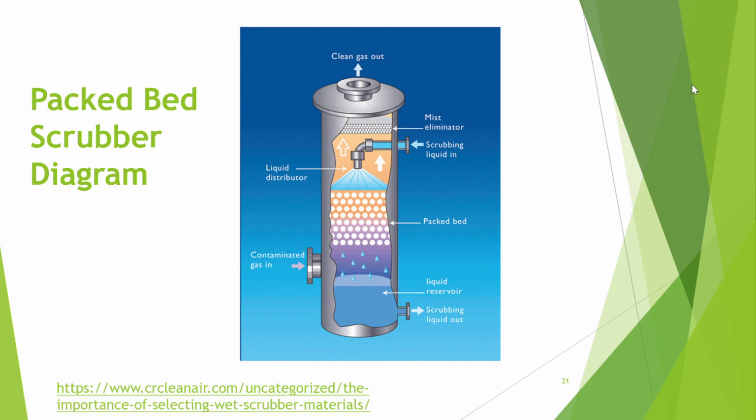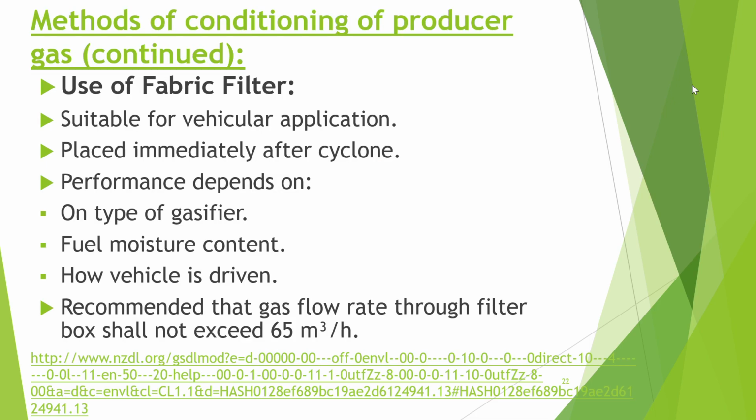So here is a diagram of the packed bed scrubber. Here the contaminated gas enters from the bottom and goes up into a packed bed, from where the major impurities such as tar etc. are removed. Then the minor impurities are removed by the scrubbing liquid, which is generally water. And then we have a mist eliminator, which removes any water particles with the clean gas, and we get the clean gas out from the topmost outlet. Then the scrubbing liquid goes out from the bottom outlet, and we use this liquid again and again by cooling it.